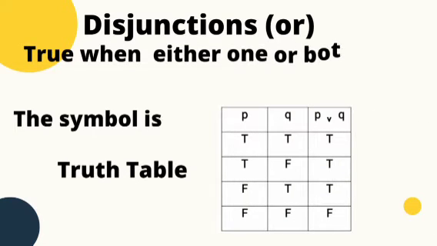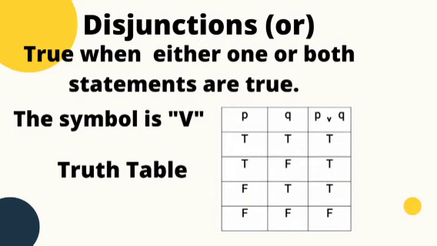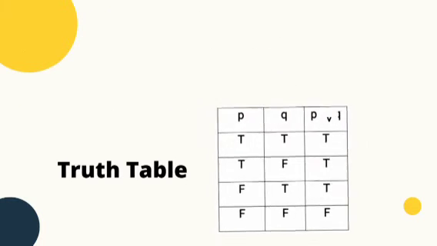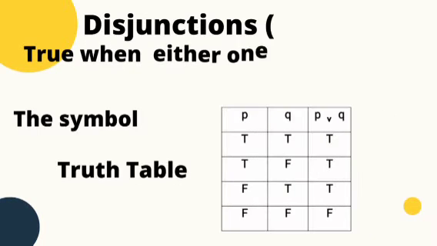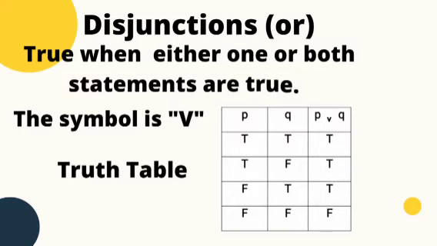Disjunctions. Disjunctions are true when either one or both statements are true, and it is denoted by the symbol "or". Statement P and statement Q are represented in the table below, and also statement P or Q. If statement P is true and statement Q is true, then P or Q is said to be true.